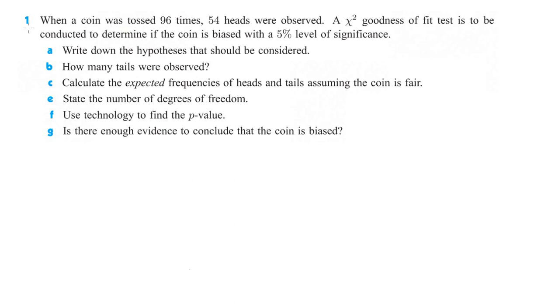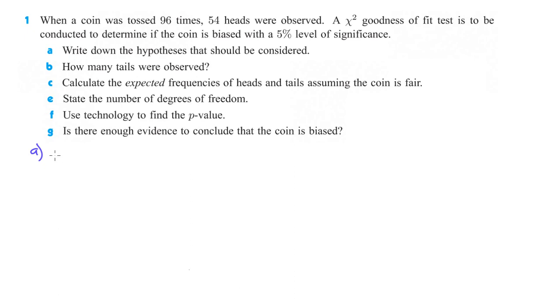First one we're going to take a look at here is number 1. When a coin's tossed 96 times, 54 heads were observed. A chi-squared goodness of fit test is to be conducted to determine if the coin is biased with a 5% level of significance. So, Part A, write down the hypothesis that should be considered.